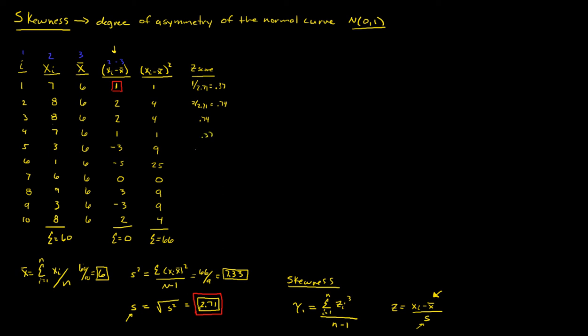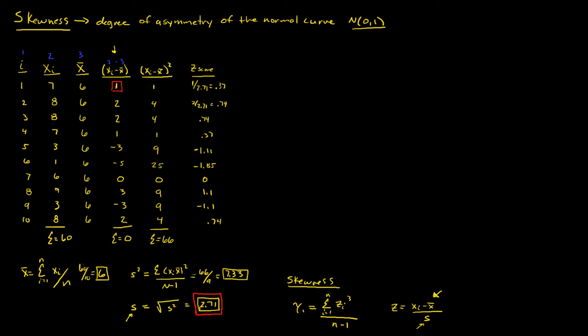next one's negative 1.11, next one's negative 1.85, z-score of 0 is still 0, then you have 1.1, negative 1.1, and 0.74.